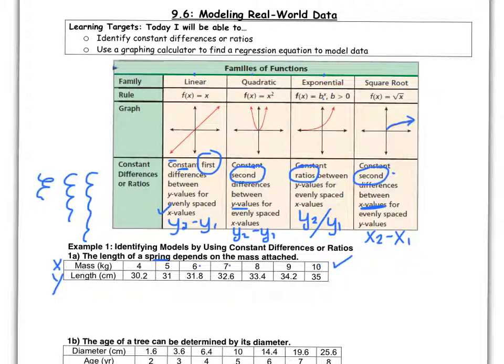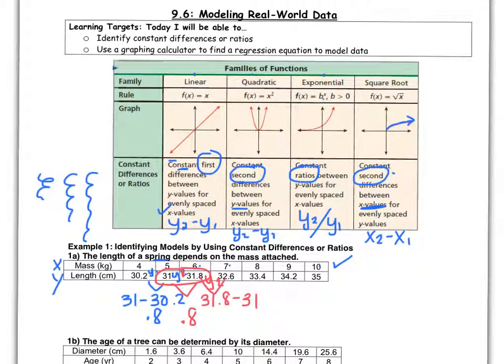Great. Now let's try the first differences between the y values. So we're going to do y2 minus y1, which means we take the second y value and subtract the first y value. So we're going to say 31 minus 30.2. When we do that, we get 0.8. Then we're going to do it for the next set. So now the 31.8 becomes the second one, and the 31 becomes the first one, and we'll do 31.8 minus 31. When we do that, we get 0.8.